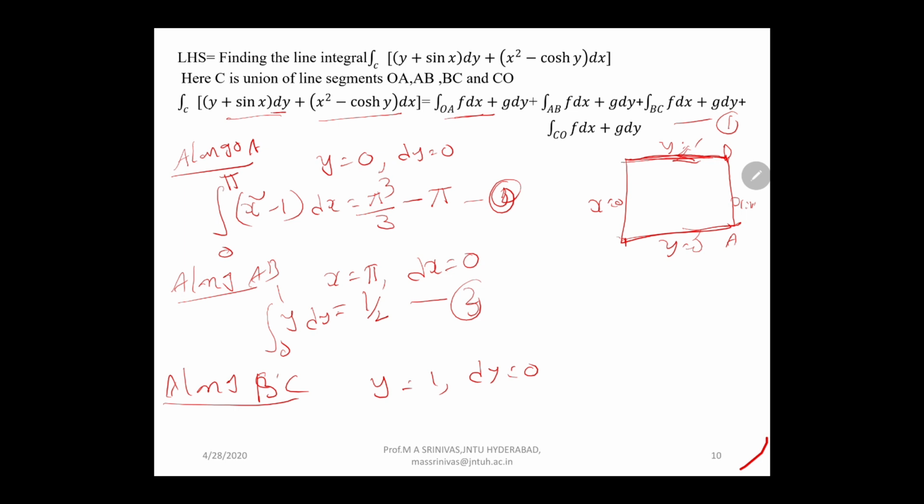So if I go to the next one, the limits are pi to 0, and dy has become 0, and dx is x square minus cos h1 dx. If I take minus common, or if I interchange the limits, cos h1 will come first. The integral of cos h1 is cos h1 into x. If I apply the limits, it is pi, minus x square, whose integral is x cube by 3. If I substitute the limits, it is minus pi cube by 3.